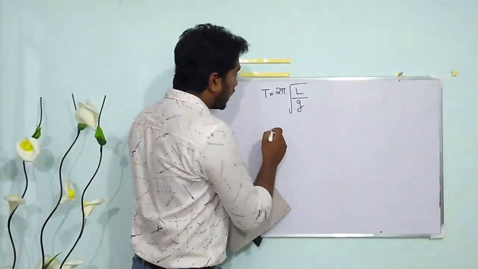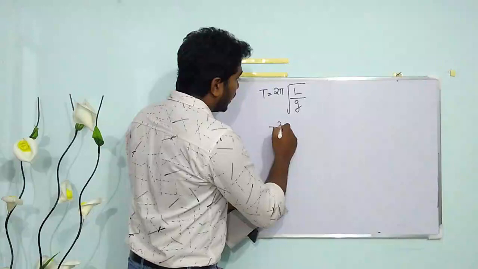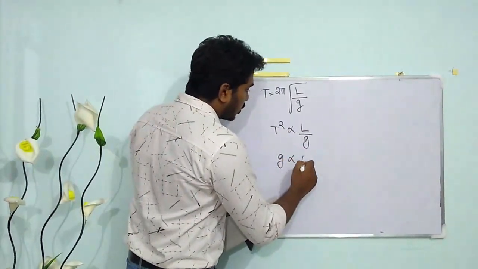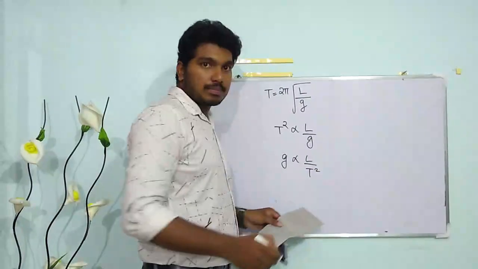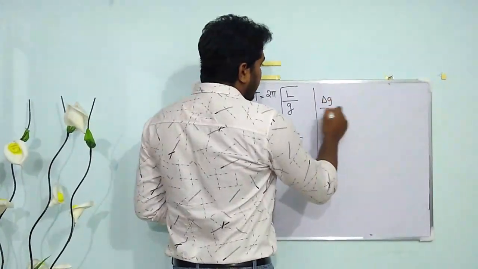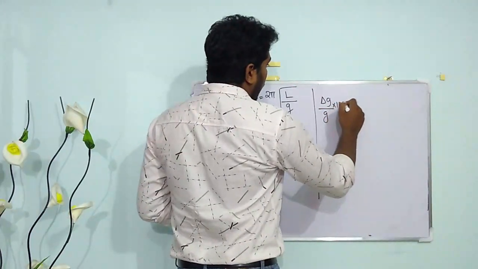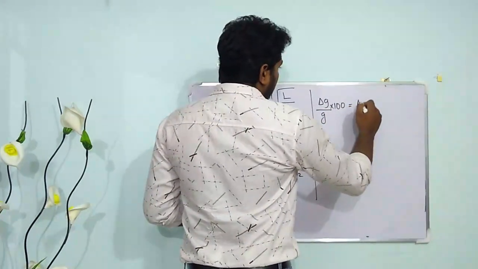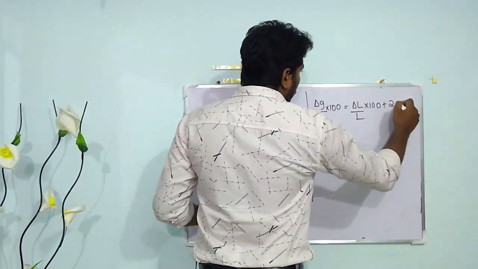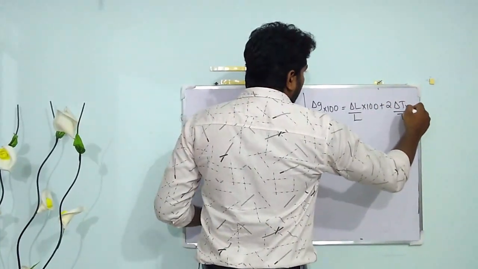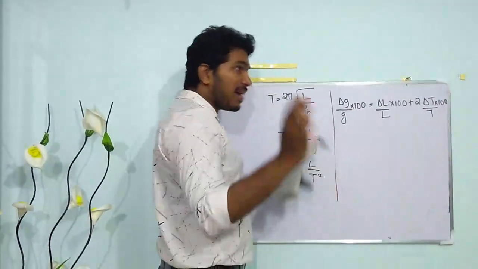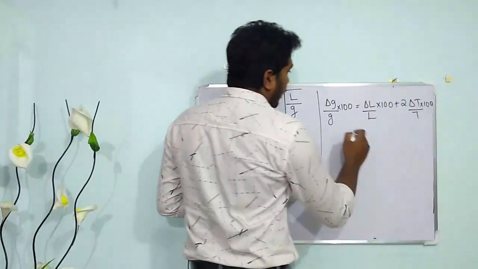So from here, I can square on both sides. You get T square proportional to L by g, or g proportional to L by T square. Fine. And we have to find the percentage error. Delta g by g into 100 is equal to delta L by L into 100 plus 2 into delta T by T into 100. I hope it's clear why I write 2 here, right? It's the power of the quantity.